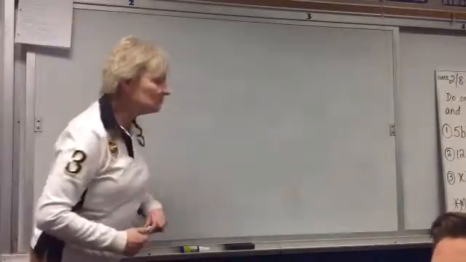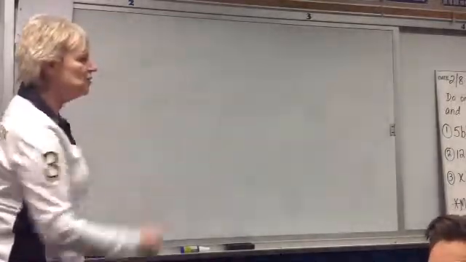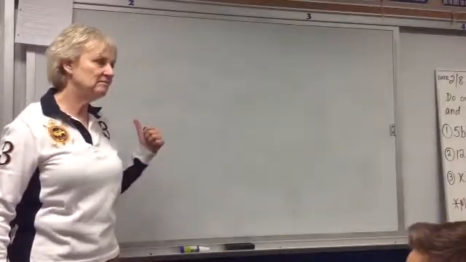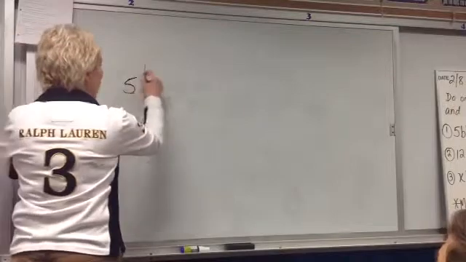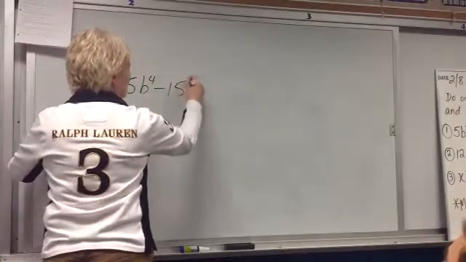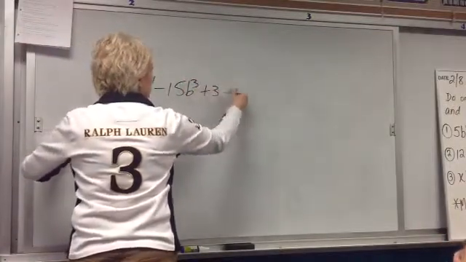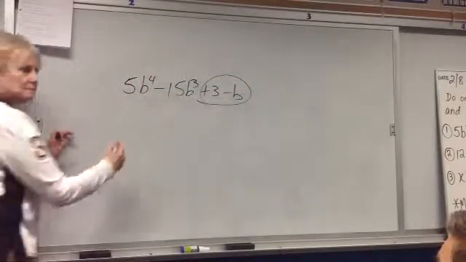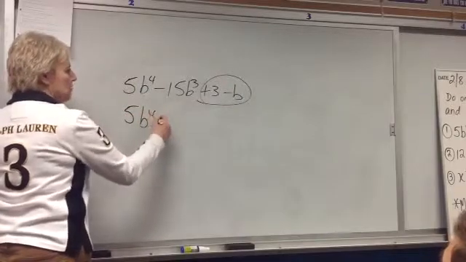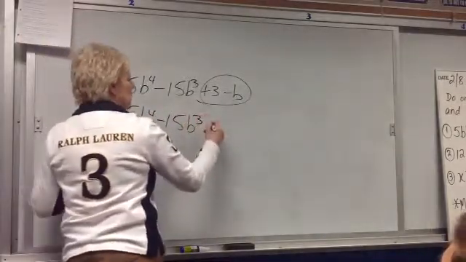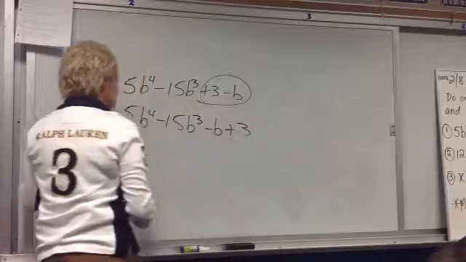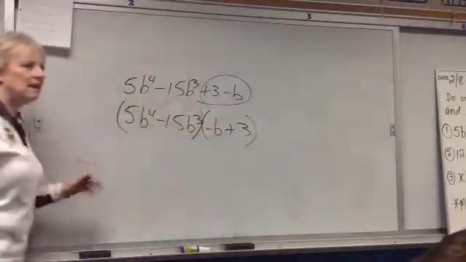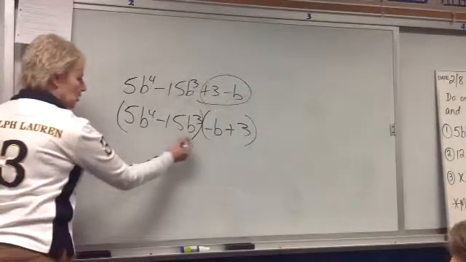Okay. All right. Knowing how to do the bat means you will know how to do the hard factoring tomorrow. Okay? So, 5b to the fourth minus 15b cubed plus 3 minus b. I suggest you immediately write them in the correct order: 5b to the fourth minus 15b cubed minus b plus 3. When you have 4 terms, it is usually grouping. So let's get the greatest common factor.